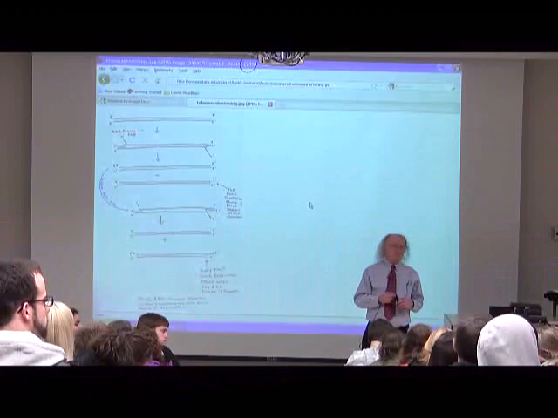Are there markers that can separate cancer cells from regular cells? For certain cancers, yes, absolutely there are.